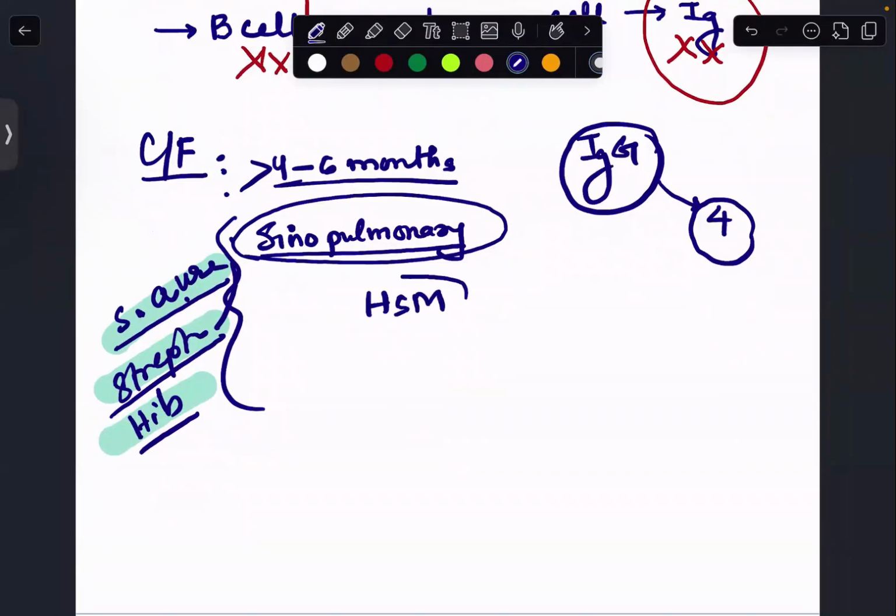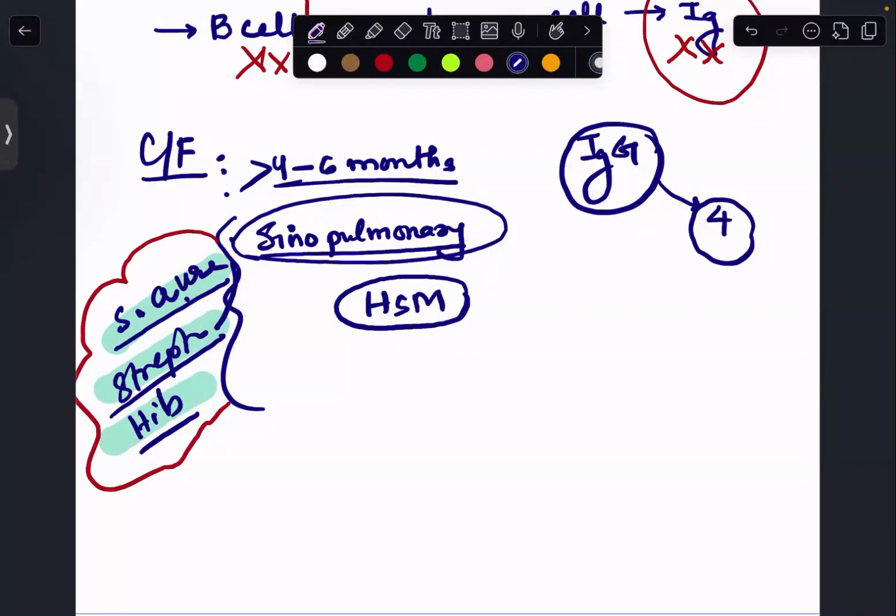Whenever they are sick and have a sinopulmonary infection, say they develop meningitis, usually meningitis is not associated with hepatosplenomegaly, or say pneumonia is not associated with hepatosplenomegaly. But if this child has X-linked hypogammaglobulinemia or Bruton's disease, they can also develop hepatosplenomegaly. So remember the organisms. When you remember organisms, it will be easy for you to remember the conditions.